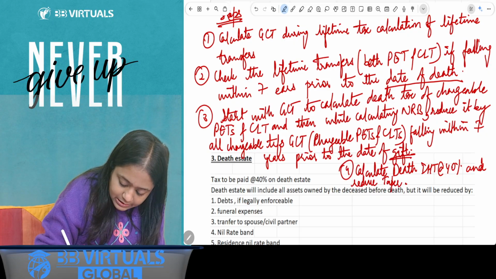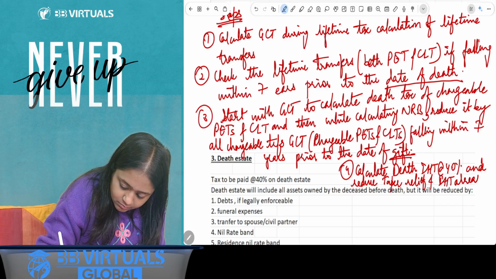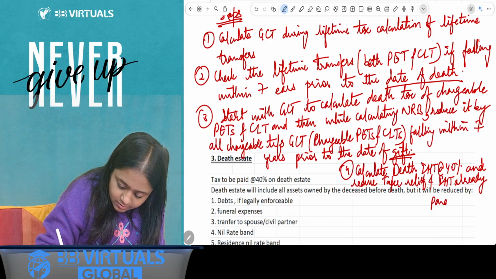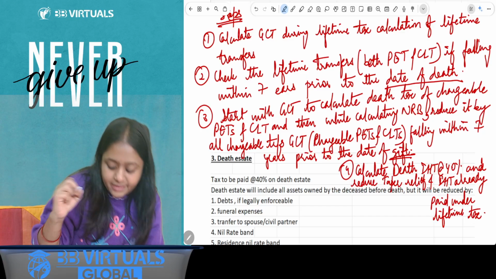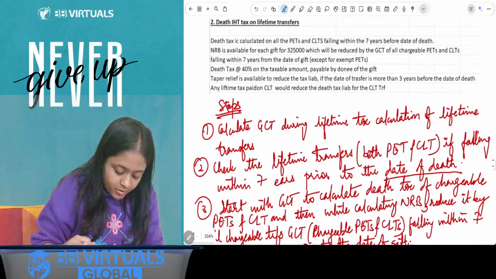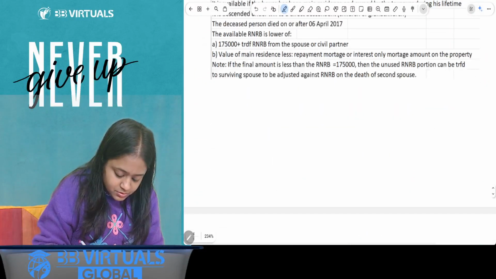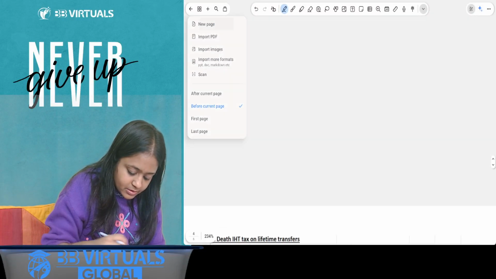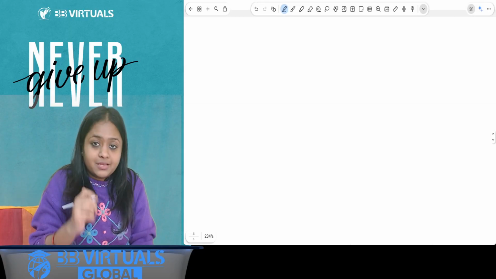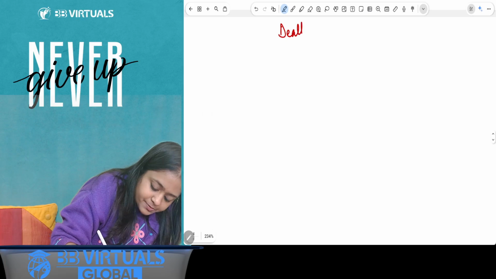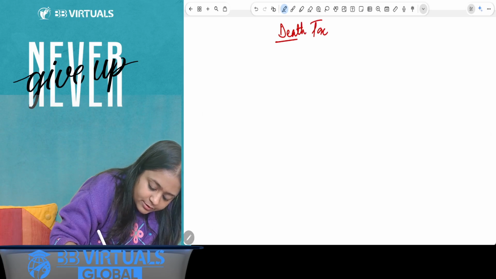taper relief, that I will tell you what it is, and IHT already paid under lifetime tax. That was a CLT. Okay, so let me crisply give these steps in a summary. That was a detailed one.